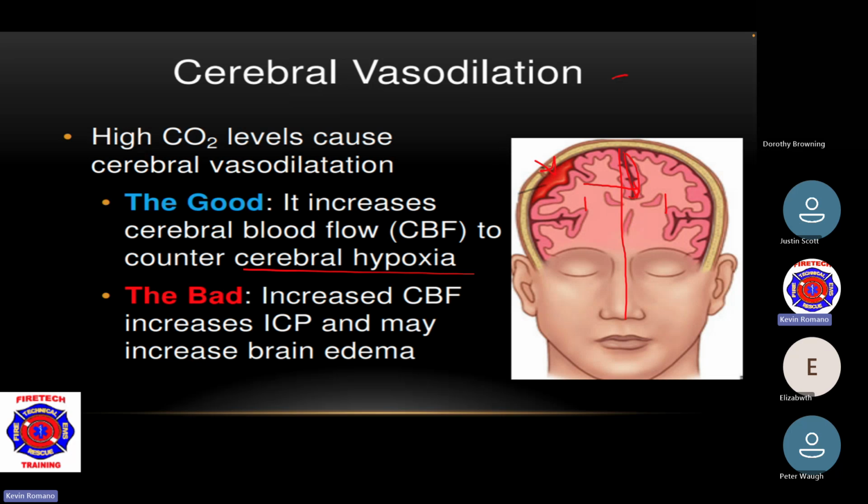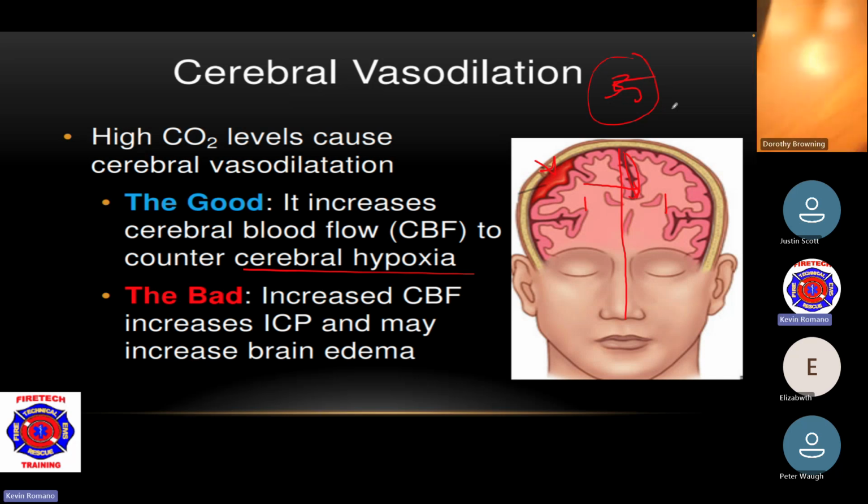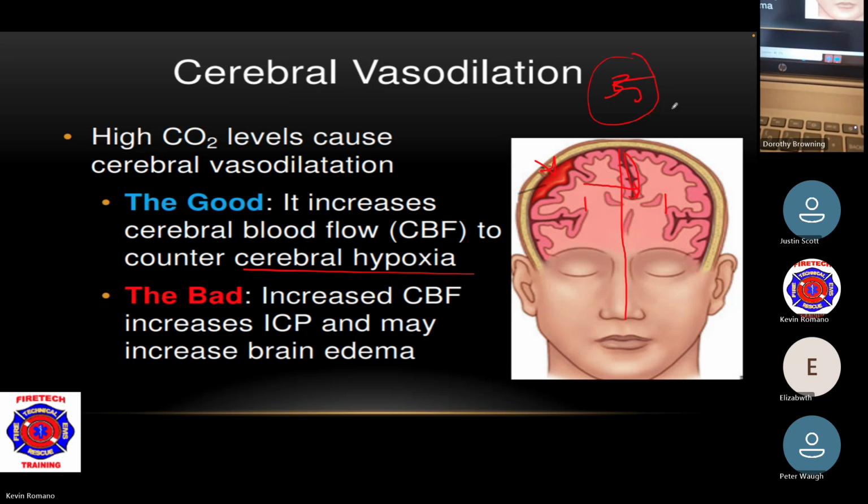And like I mentioned before, 35. That's a 5, I promise. 35 is the number we want to look for. If it starts getting higher than that, bring it back down a little bit. If you get down to 32, there's still nothing really wrong with that either. If you start getting into the teens and mid 20s, then we need to start hypoventilating the patient to get that back up a little bit more.